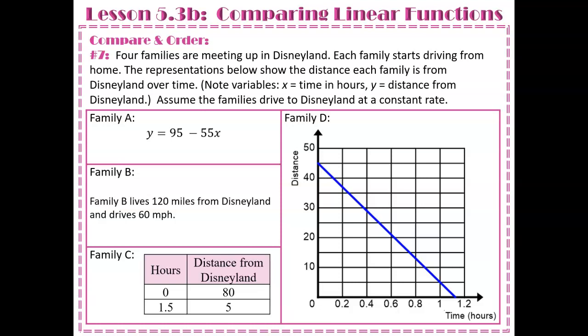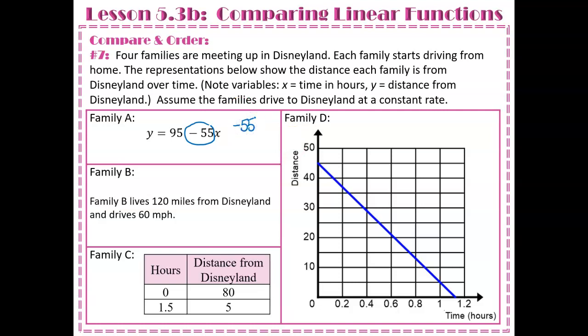Number 7. 4 families are meeting up in Disneyland. Each family starts driving from home. The representation shows the distance of the family from Disneyland over time. X is hours and Y is distance from Disneyland. Assume the families drive at a constant rate. All right, so here's our rate. It's a negative rate because you're getting closer and closer to Disney.